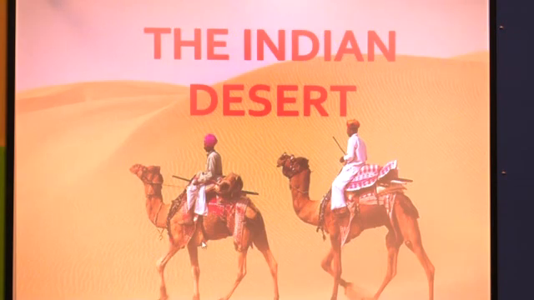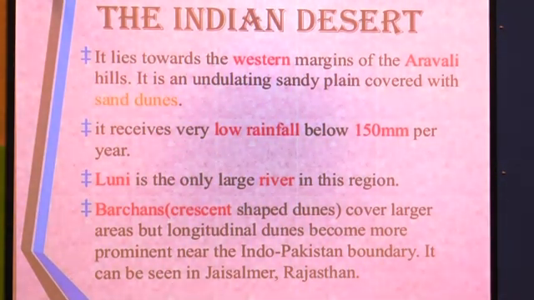As a tourist place, many tourists are attracted here and visit from other countries. So see students, the Indian desert lies toward the western margin of the Aravalli hills; it is an undulating sandy plain covered with sand dunes. When we observe this Indian desert area, it covers the western part of the Aravalli mountain. The Aravalli mountain is located exactly in the Rajasthan area, and the western part of it is called the Indian desert area.